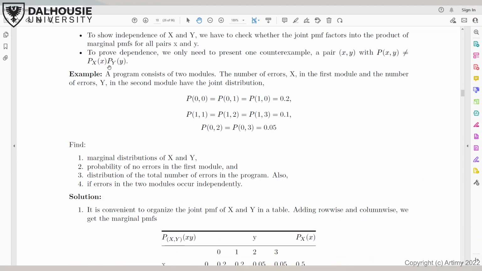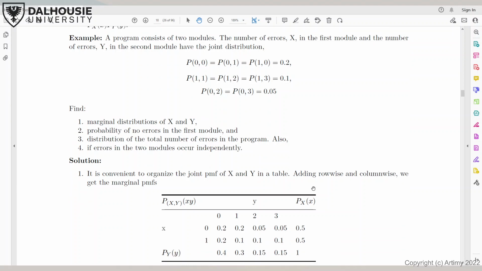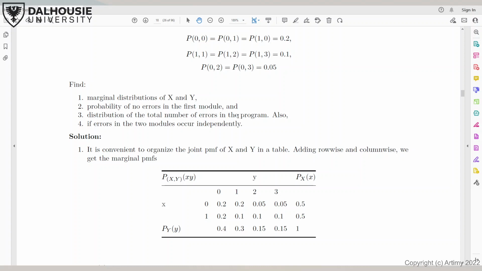So let's take this example. A program consists of two modules. The number of errors x in the first module and the number of errors y in the second module have a joint distribution, right? And it was given to us by these formulas. Find the marginal distribution. The marginal distribution is P_X alone or P_Y alone, right? Two, the probability of no errors in the first module, and three, the distribution of the total number of errors in the program, also if errors in two modules occur independently. So I want to test the independence.